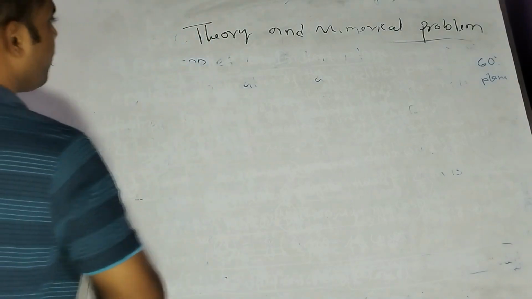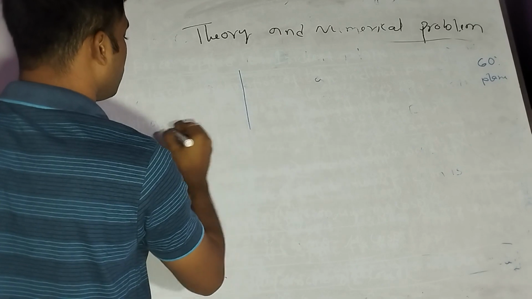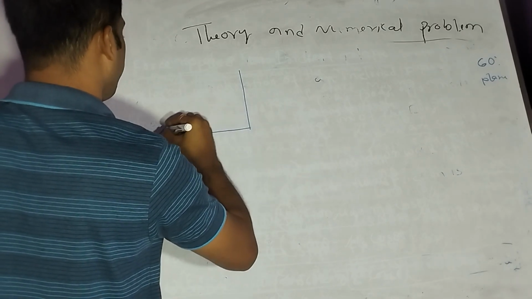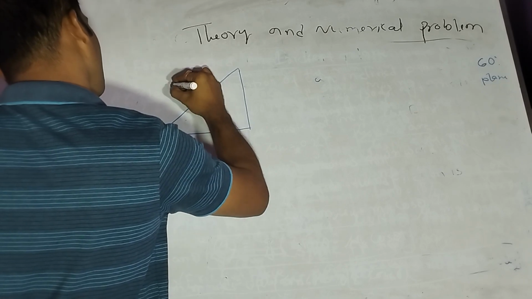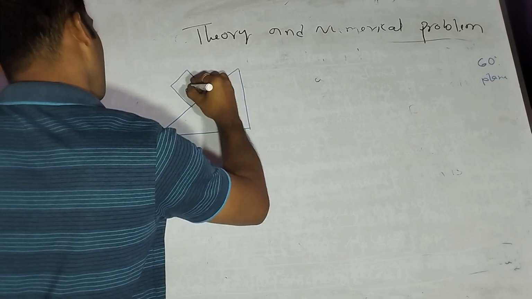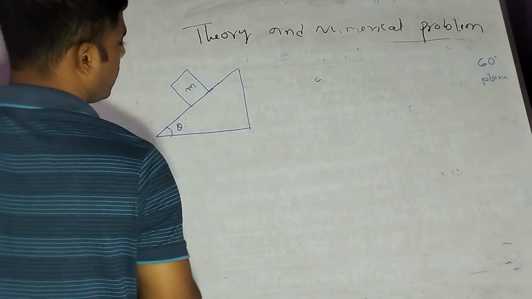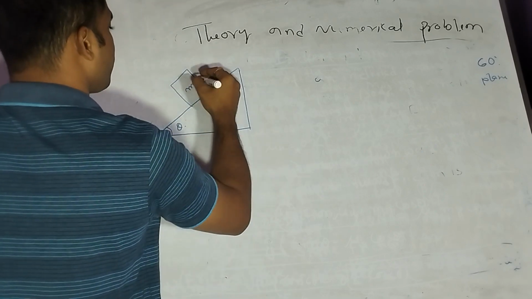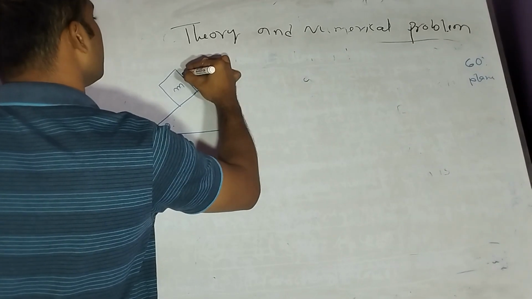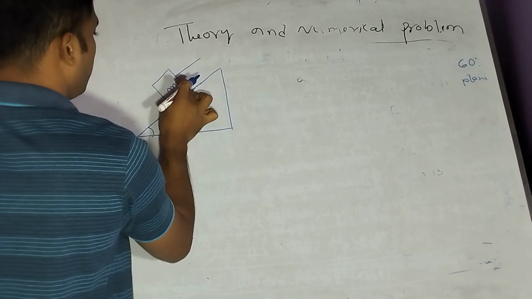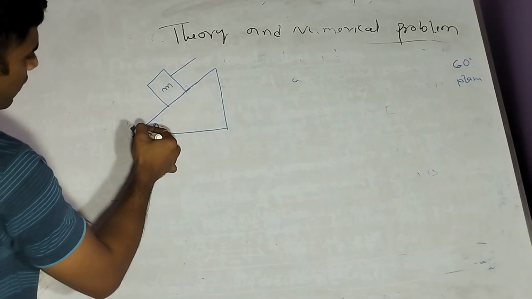Next theory: in an inclined plane, the mass of the block M is kept on the inclined plane. The inclination angle is theta. Then what is the minimum force? This is the body on the inclined plane. Normally the body moves in the downward direction.